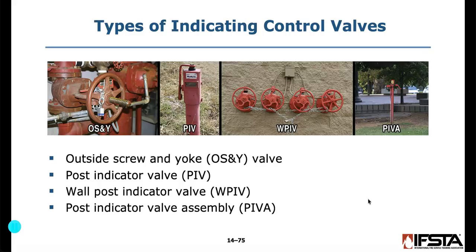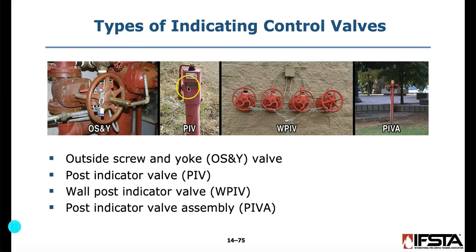Some types of indicating control valves. You have your OS&Y, which is outside screw and yoke, sometimes referred to as outside stem and yoke, or the OS&Y valve. You can see that this is open because you see that there is the stem, right? When the wheel is at the end of the stem, it's closed. Okay, and this is locked open.